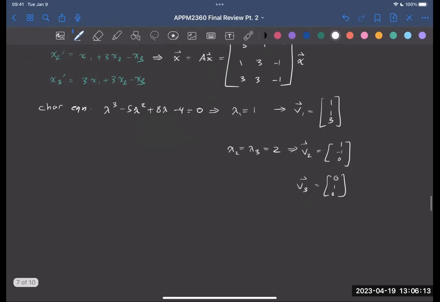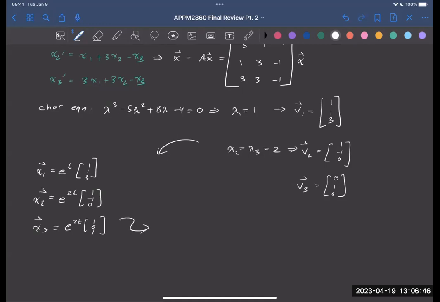From this, I can bring out my solution. So x1 will be equal to e to the t times the first eigenvector, 1, 1, 3. x2 will be equal to e to the 2t, so e to the 2t times 1, -1, 0. And then x3 will also be e to the 2t because of this 2 associated with this eigenvector. So e to the 2t times 1, 0, 1.